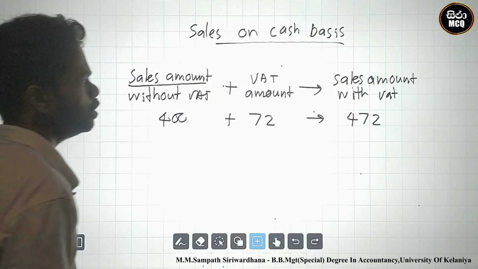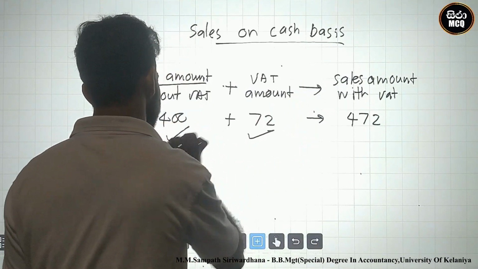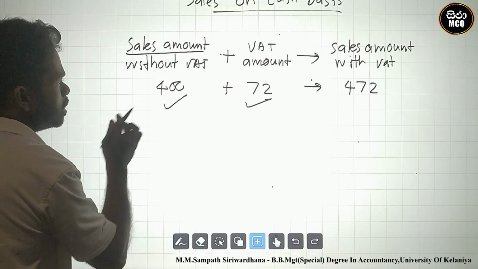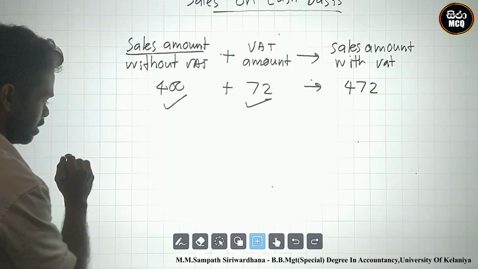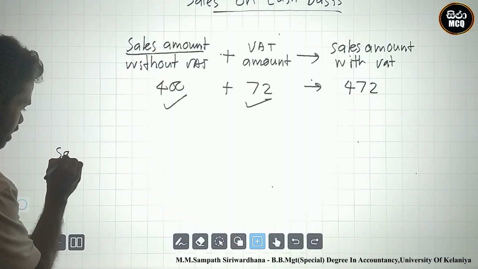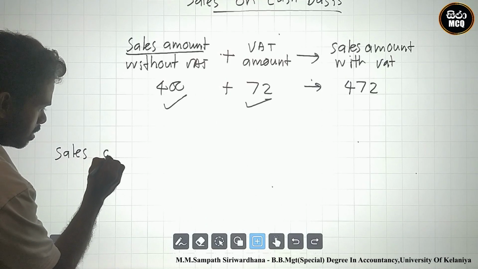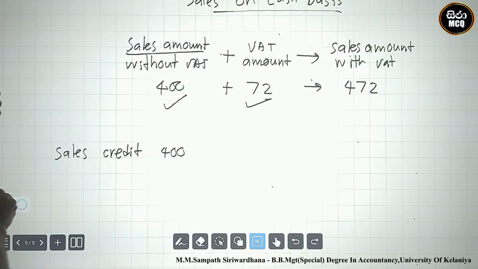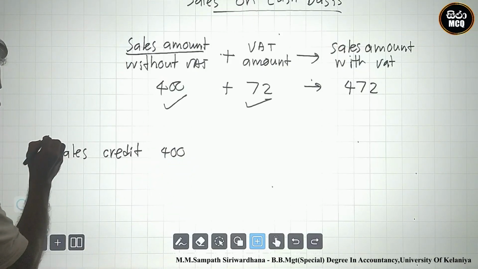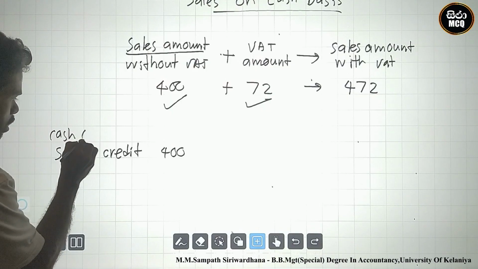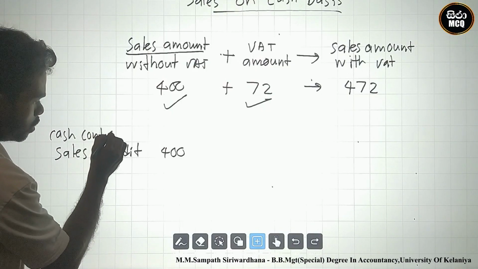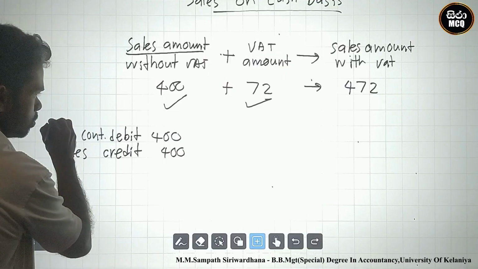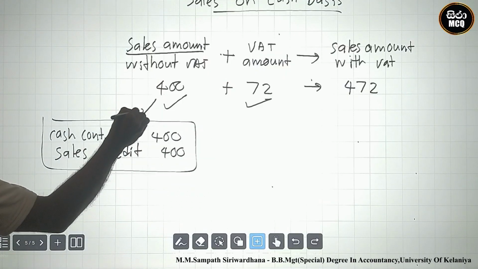What are the double entries? We use this double entry and this double entry. Look here, double entries of the sales amount. Sales on cash basis: sales credit 400. Debit to cash control, debit 400. This is the double entry of the without-VAT amount.